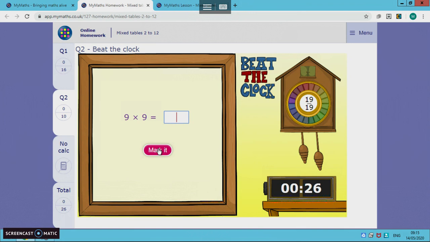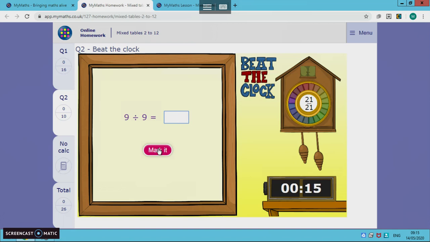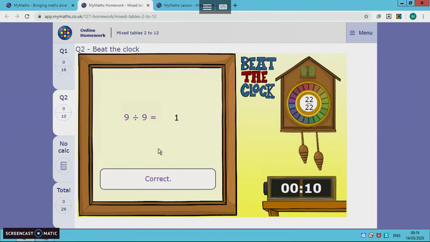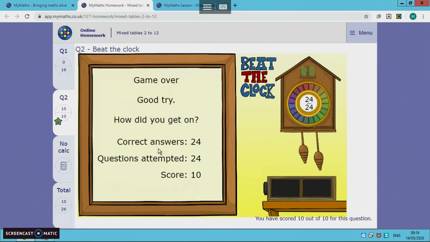Oh, I've only got about 25 seconds left. 81. 5 times 11. I swear we've had that one. 55. 9 divided by 9. So that means how many 9s go into 9? Well, only 1 fits in. 8 divided by 2. So half of 8 is 4. Oh, 5 seconds. Let's see if I can get another one. Or maybe another 2. No. Okay, so I got 24 in the 2 minutes. Let's see if you can get close to 24 when you do yours.